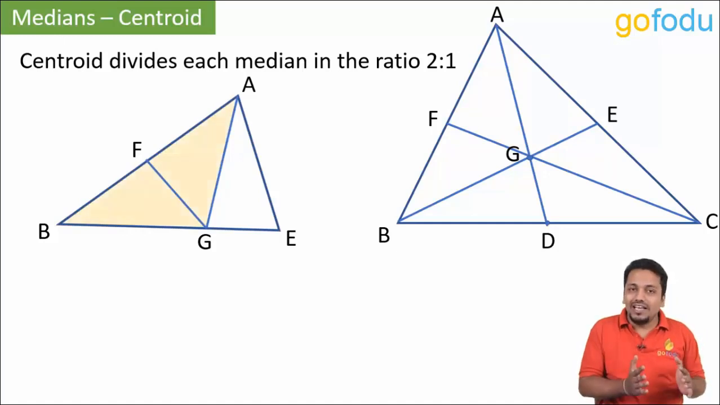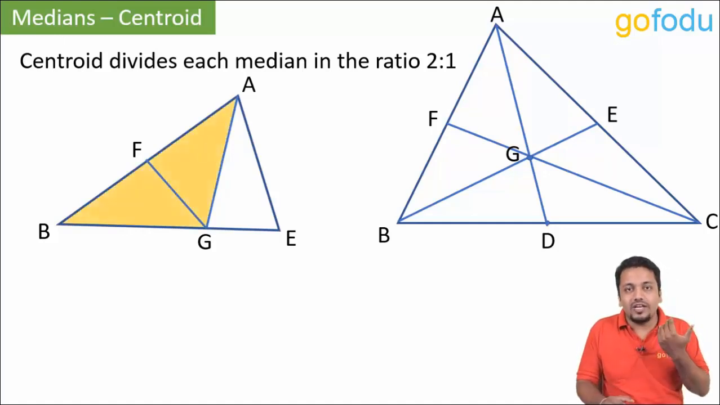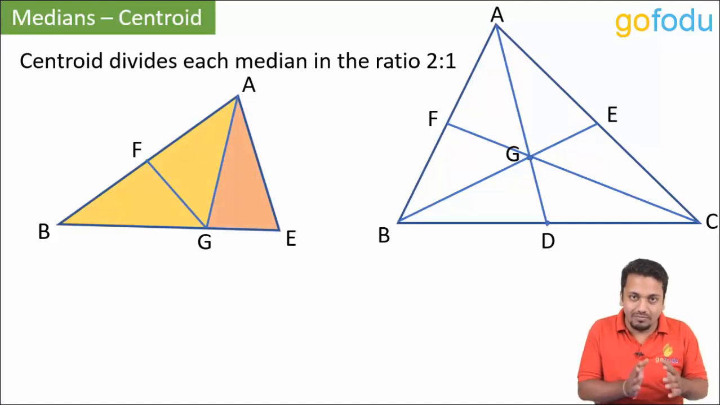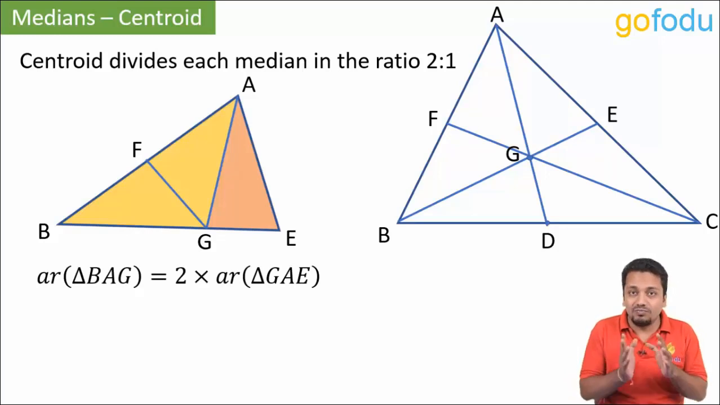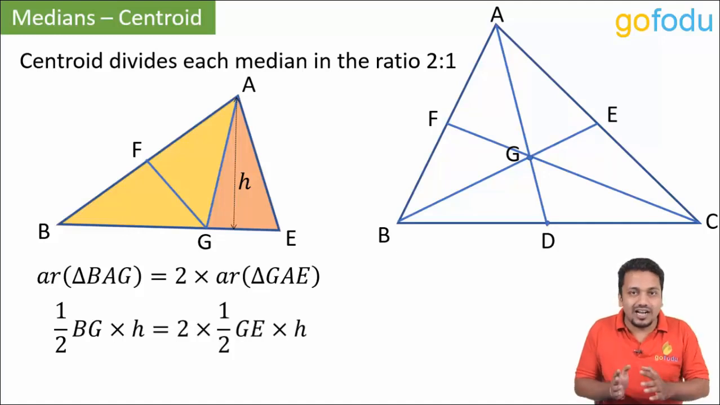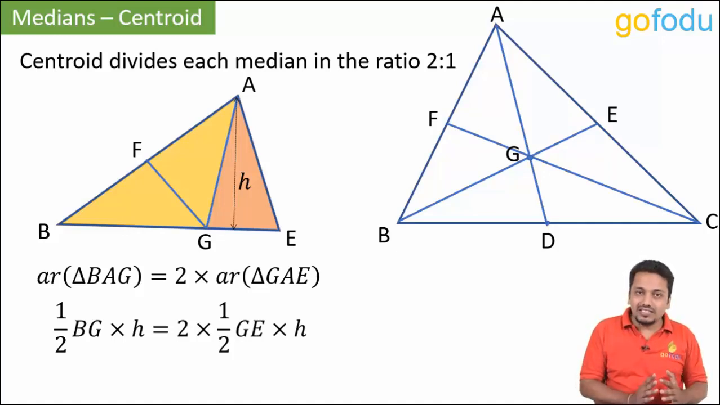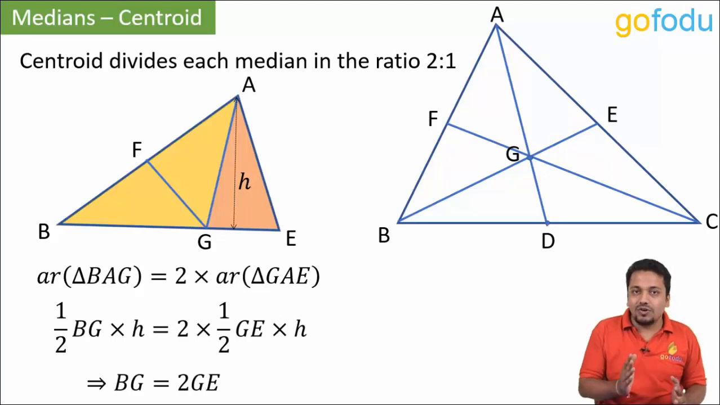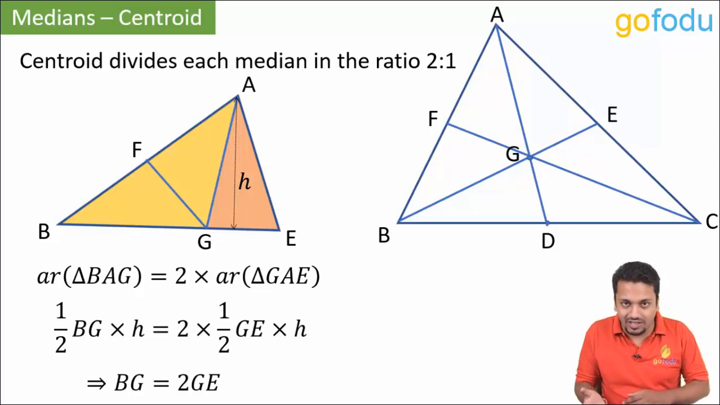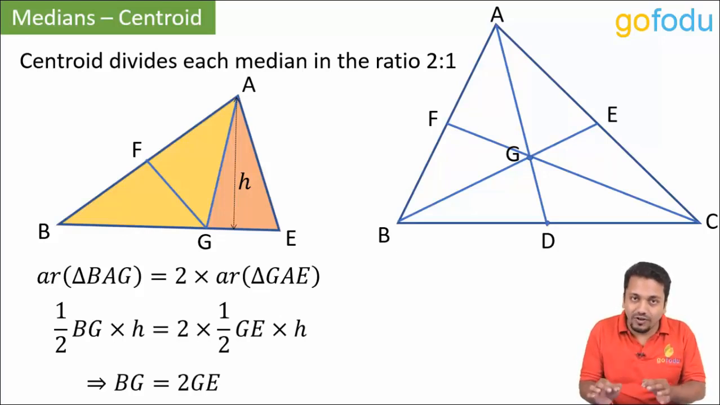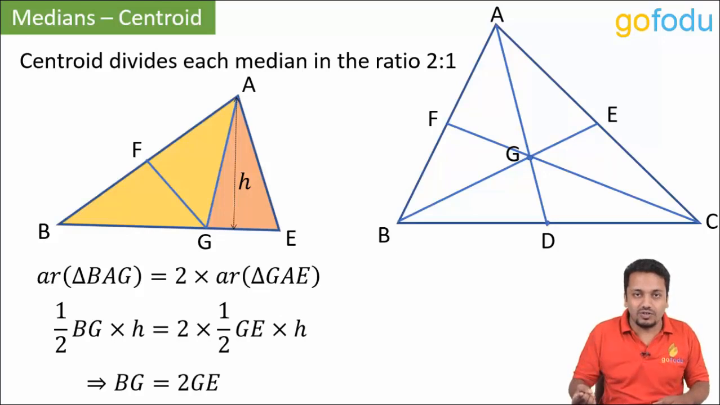So the area of triangle BAG will be twice the area of triangle GAE. But the height of both of these triangles is the same. So if we write areas in terms of base and height, we will get base BG is twice base GE. The area of one is twice the area of another, heights are the same, so definitely the base of one is going to be twice the base of another. And the ratio of BG to GE is 2:1.